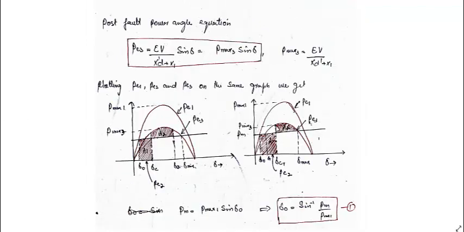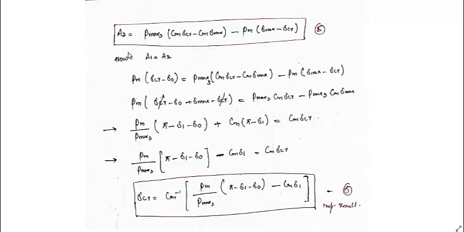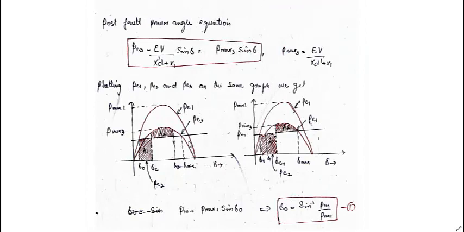So what is area A2? Area A2 is the area between PE3 and PM. That is equal to the integral from delta CR to delta max of PE3 minus PM. When we integrate it, we get this value. So equating area A1 and A2, this comes out to be this, and finally we can get the value of this delta CR, that is equal to PM by P max 3, pi minus delta 1 minus cos of delta 1. This is how we can calculate this critical clearing angle.